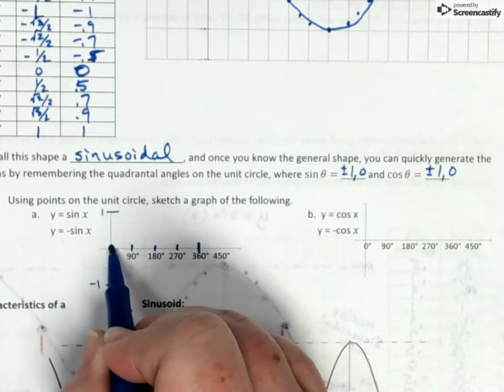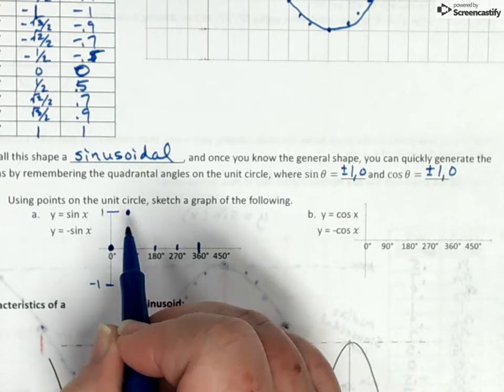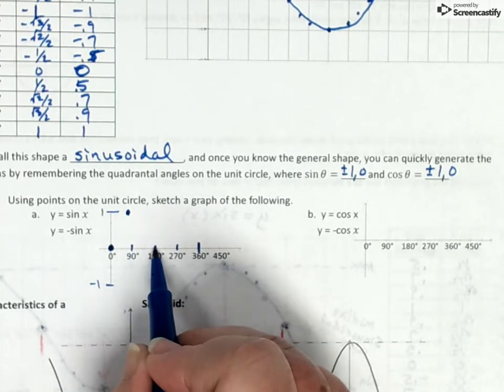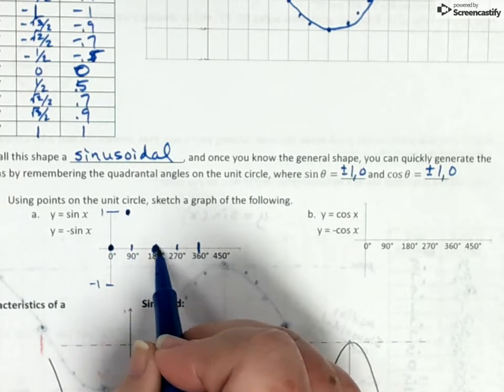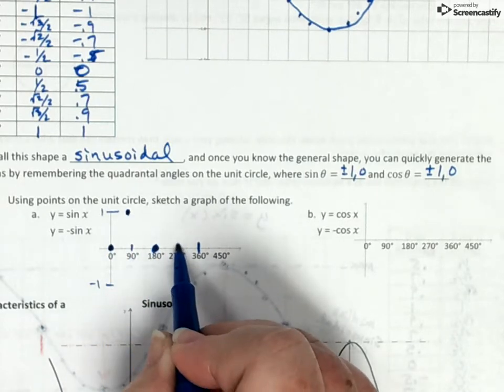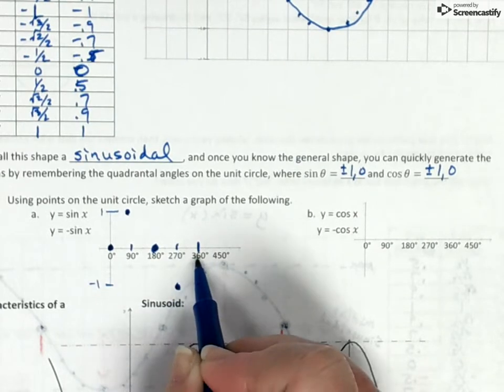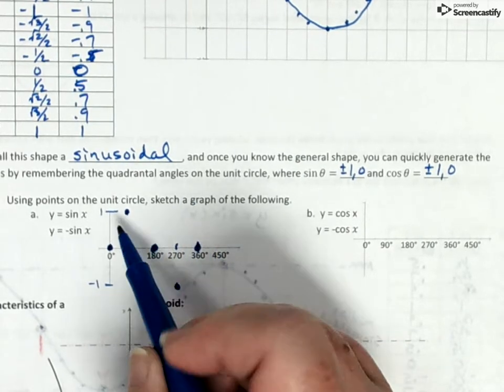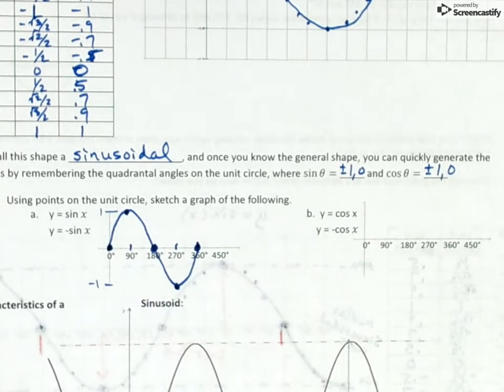So if I plot my points at 0, 0, my next point goes to the first quarter and it goes up. My next point would go to the second quarter and it goes back to the middle. Remember I said midline, maximum, midline. The next one is going to go to the next quarter and go down to the minimum. And the next one would go back to the midline. And there is my sine function shape.